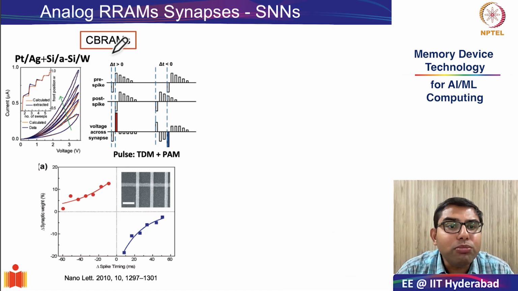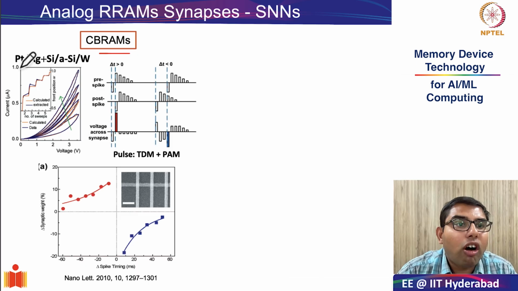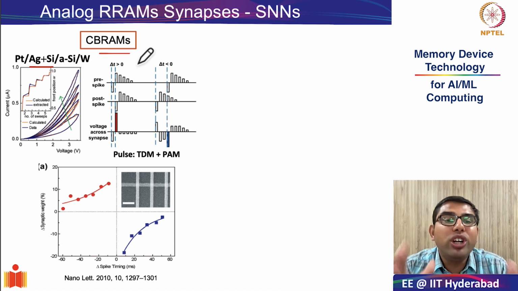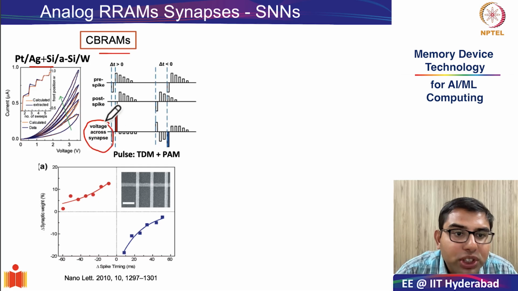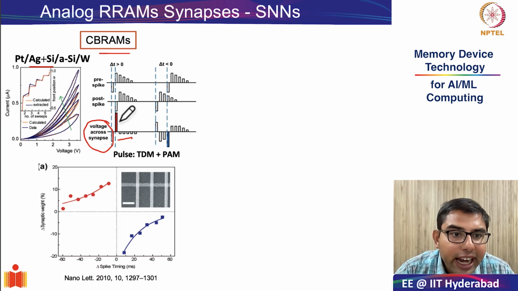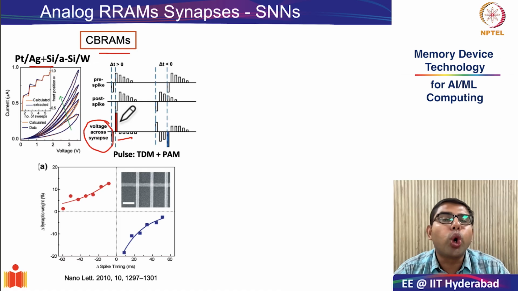Let's begin with CB-RAMs, where again the same stack of silver doped silicon is used, and to translate this into synaptic plasticity, the pre and post synaptic spikes are shown in the middle such that their temporal overlap determines the net voltage across the synapse. So as you can see, when the pre-spike precedes the post-spike, the overlap produces a small positive bias as indicated by red color, which allows the filament to grow a little bit, thus mimicking long-term potentiation.